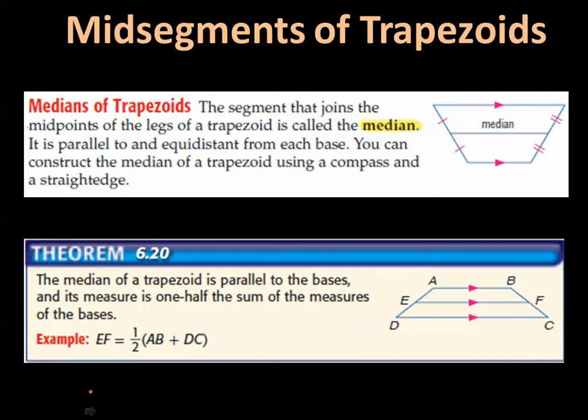Now we're going to look at the mid-segments of trapezoids. And right here, I'm going to have EF, or you could say the mid-segment, equals B1 plus B2 divided by 2. Okay?